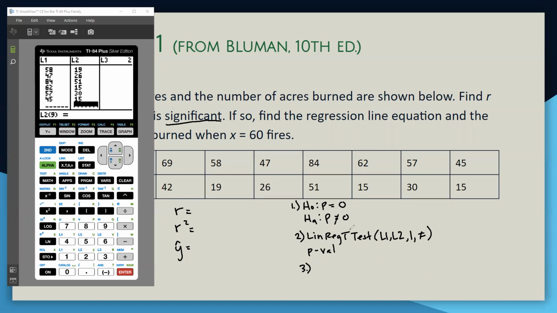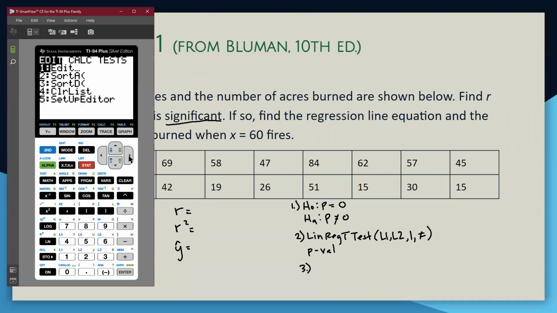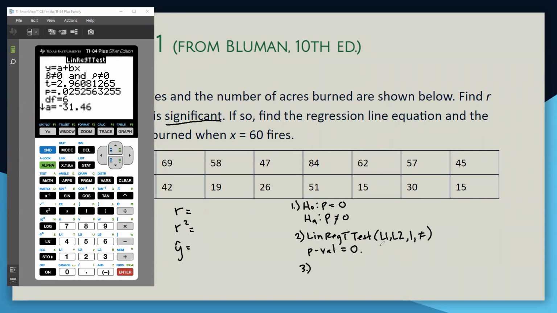So let's go ahead and run that calculator program. For LinRegTTest, we go to stat, test, down to the bottom, option F, and everything should be set up. X is L1, Y is L2. We go down to calculate. The first thing they give us is the p-value, right below the test statistic. So our p-value is 0.0253.